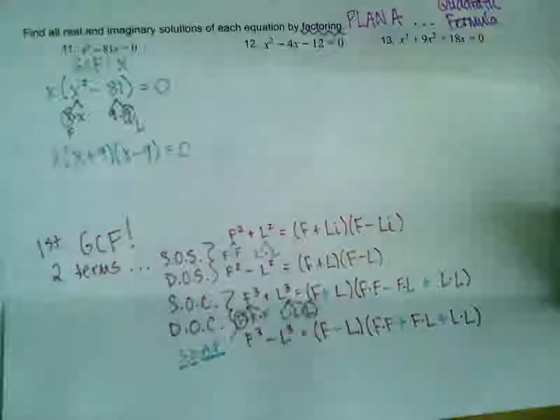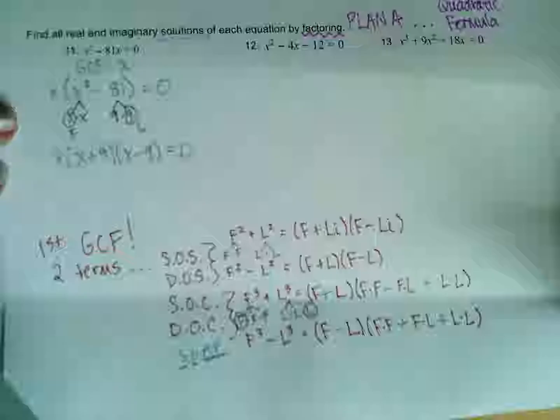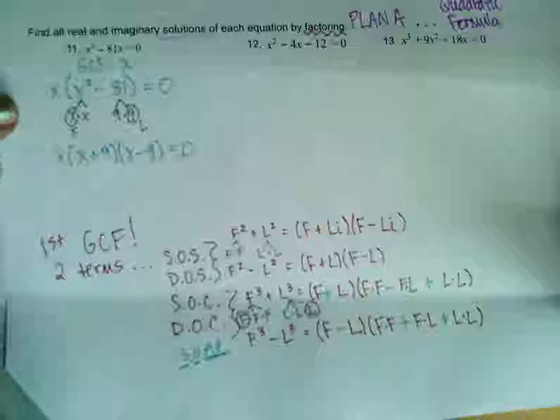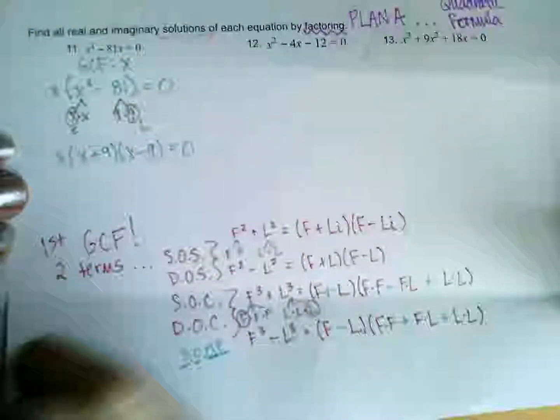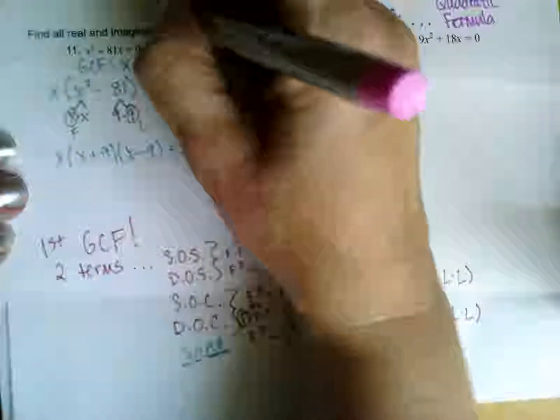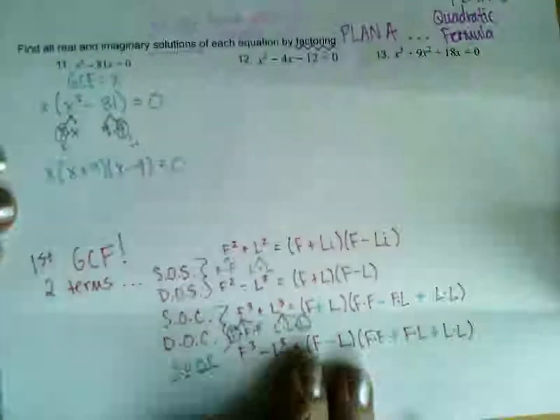Now I have not yet solved solutions. Solutions means I have to know what x equals. So after I have it factored, then I'm going to set each factor that has a variable equal to 0. Yeah. Set each factor with a variable equal to 0.